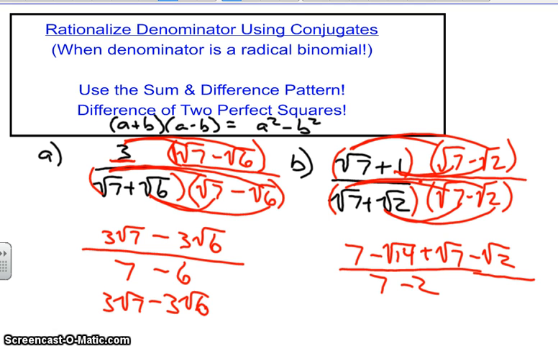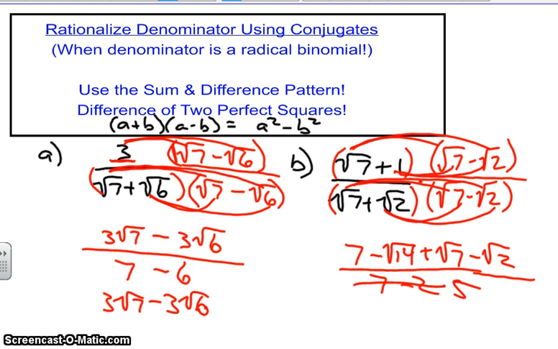Now, are there any radicals in the numerator that are like terms? No. Can you cancel the 7 and the 7? No. Well, okay, first of all, there's addition and subtraction, right? So you may not cancel. Only when there's all multiplication may you do some canceling, right? What is 7 minus 2? We'll just call the denominator 5.